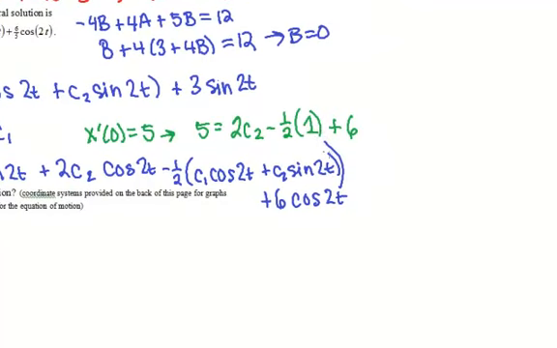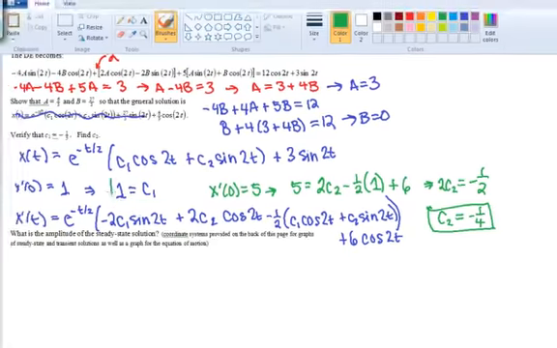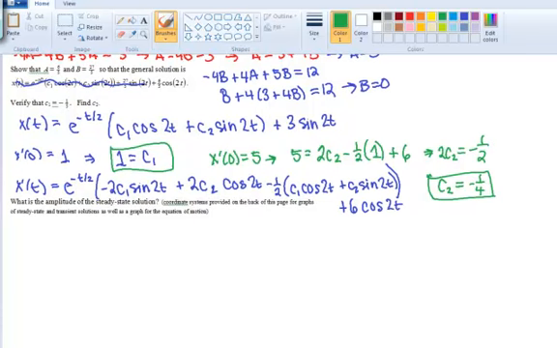Okay, so if I subtract 6 from both sides, I'd have negative 1. And then I add a half, so negative 1/2 equals 2c2. So c2 is negative 1/4. Okay, so I'm going to rewrite then the general solution using those values for c1 and c2.